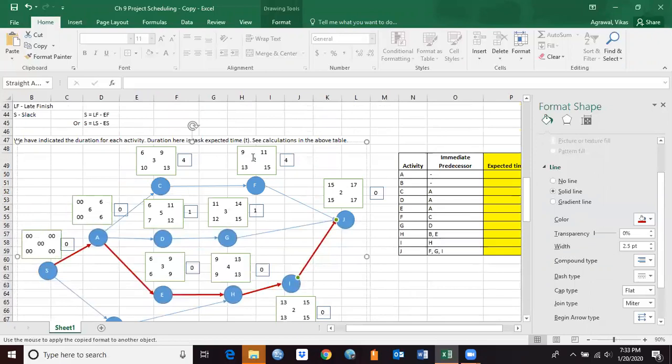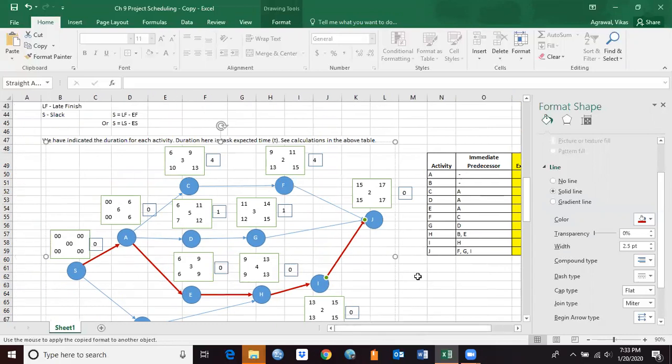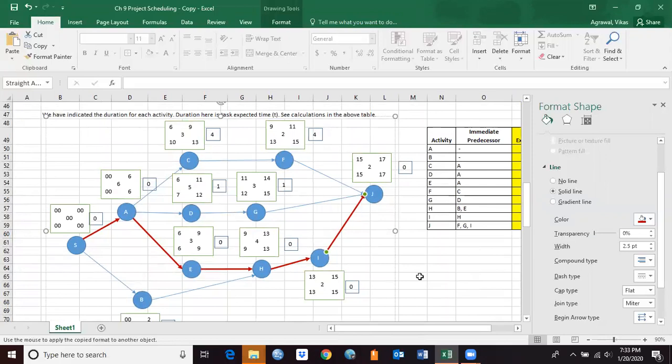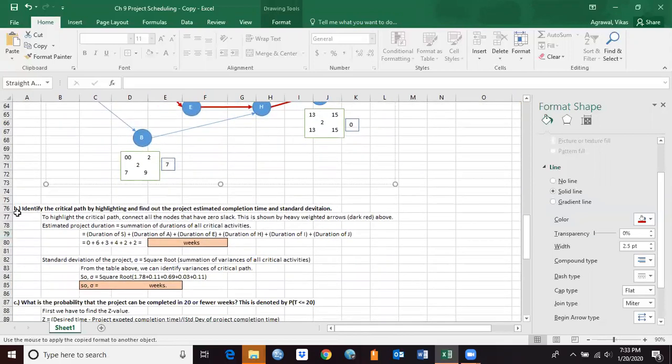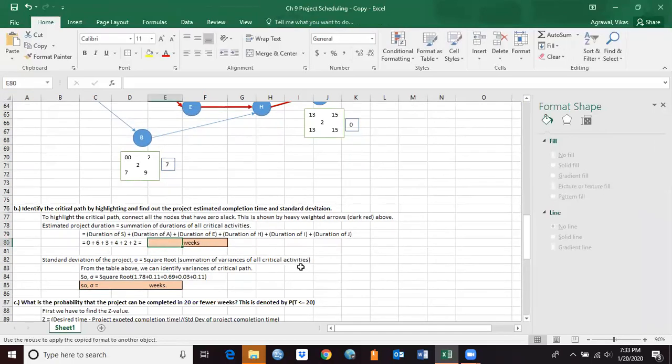The first question we answered. We found the critical path, we found the project completion time, and we also did the whole algorithm, which includes calculation of early start, early finish, late start, and slack. Now the second question is to identify the critical path by highlighting and find the project estimated completion time and standard deviation. We already found the project completion time, which is basically the sum of the durations of all the critical activities.